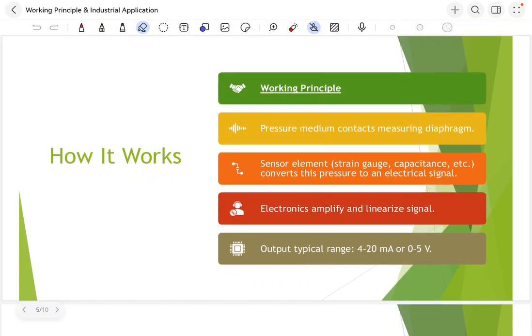Now, how it works. So the working principle, basically, is the pressure medium contacts the measuring diaphragm, and then the sensor element, such as the strain gauge or capacitance, converts this pressure to an electrical signal, and then the electronics amplify and linearize the signal, and eventually that will go to the output, typically in the range between 4 to 20 mA or 0 to 5 voltage.